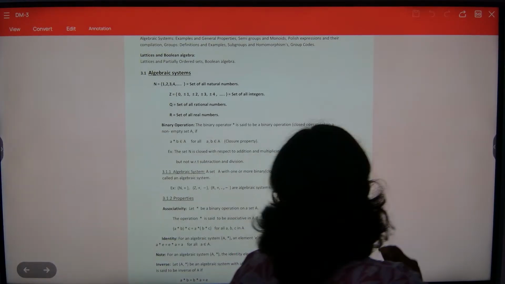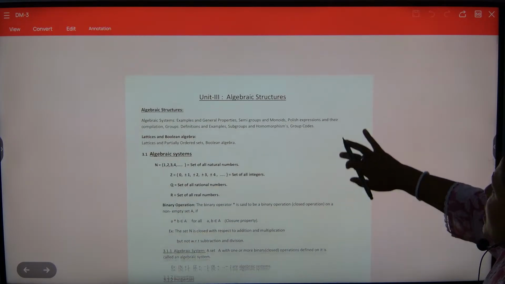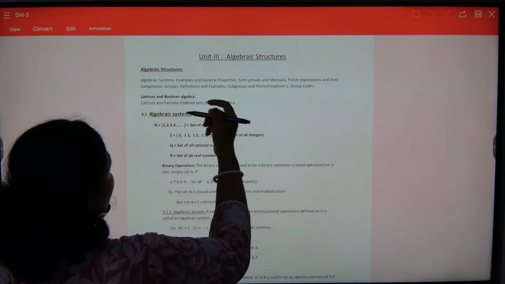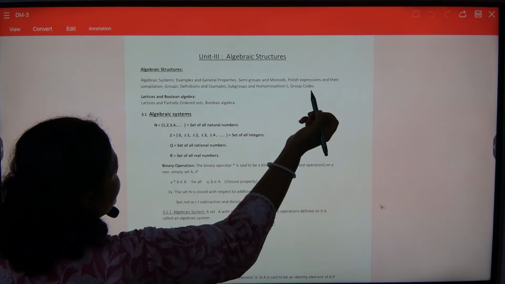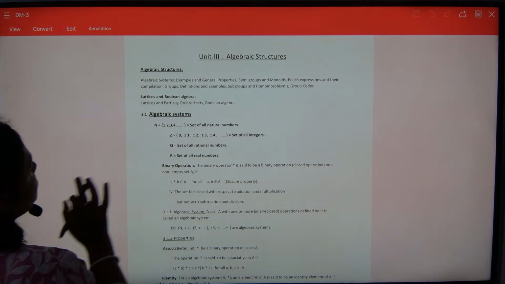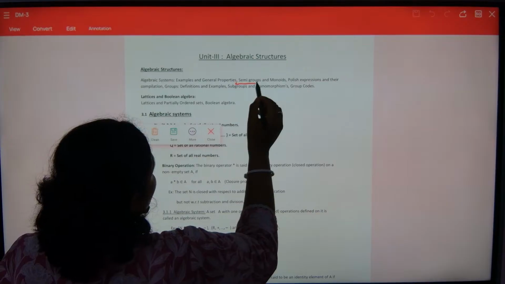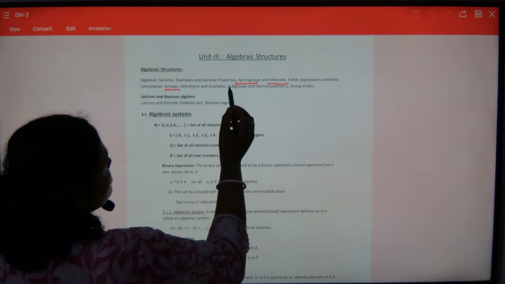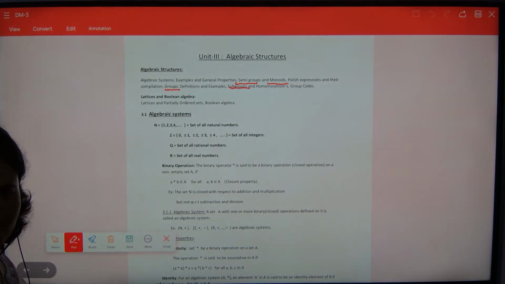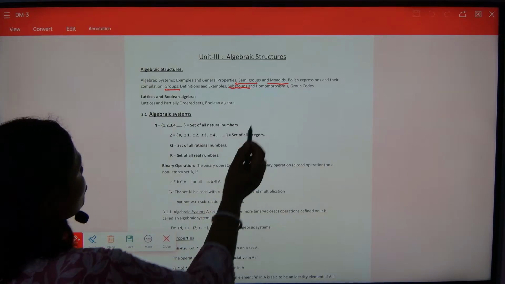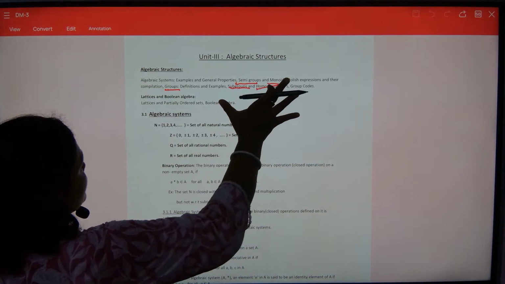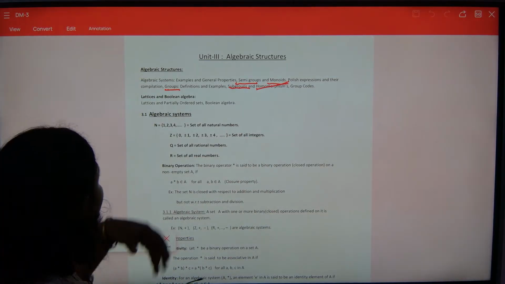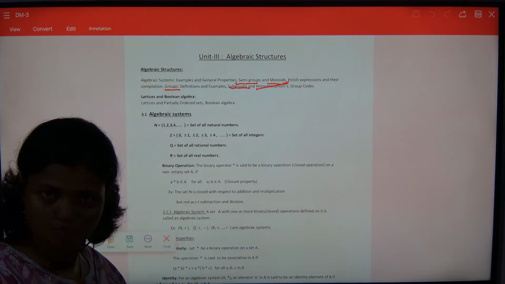So let us complete this thing also, the algebraic structure. Here we have, see, group, semi group, monoid, all this na. Semi group, monoid, group or subgroup. Homomorphism is not there. Okay, homomorphism is not there, so no need to read all this. Just know the definition of semi group. What is semi group, what is monoid, okay, and what is group, what is abelian group, that are important.